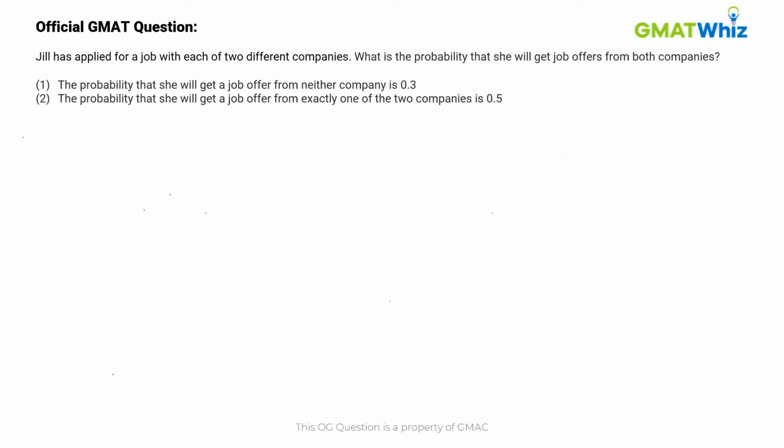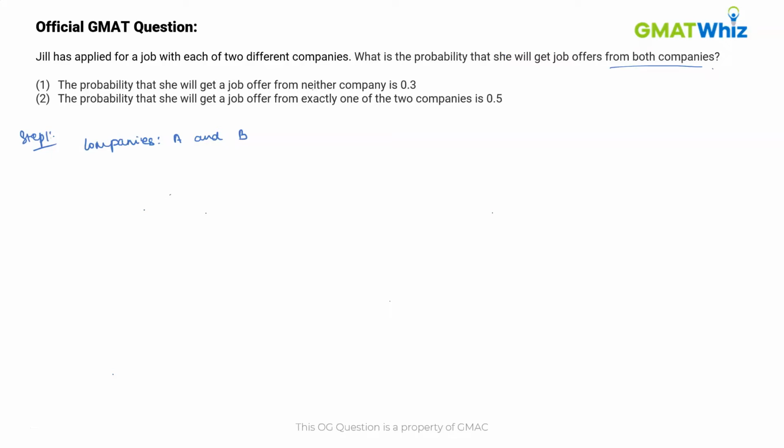Now, in this question, we are given that Jill has applied for a job with each of two different companies. We have to find the probability that she will get job offers from both the companies. So, let the companies be A and B. We have to find out the probability that she will get a job offer from both A and B together.